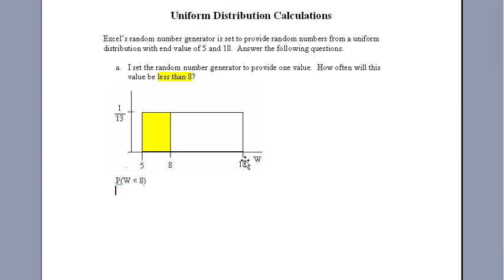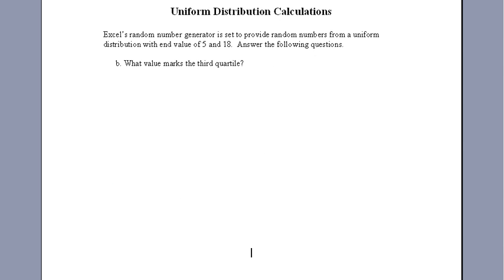Now to calculate this rectangle, it's going to equal the width, 8 minus 5, times the height, 1/13th, the product being the proportion of times I'm going to get a value less than 8, which is about 23% of the time. Let's look at another question. What value marks the third quartile?